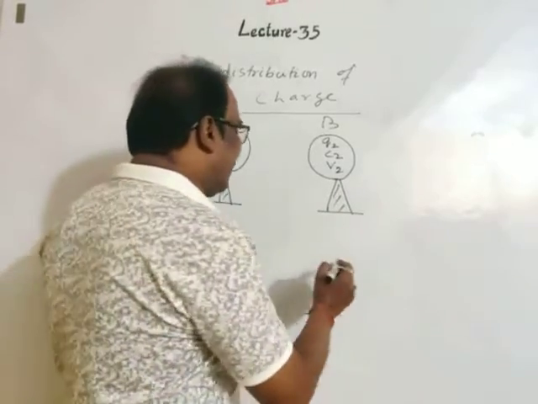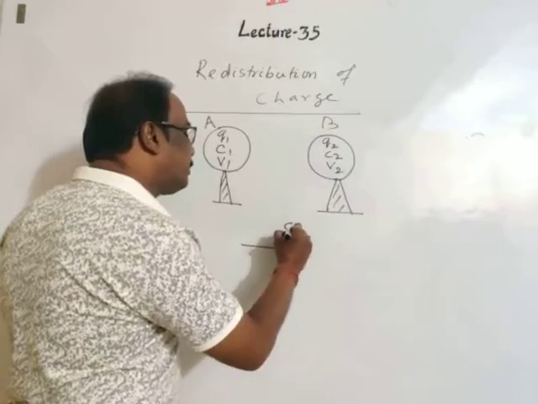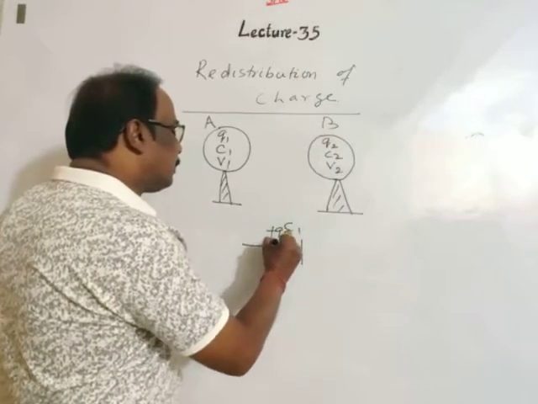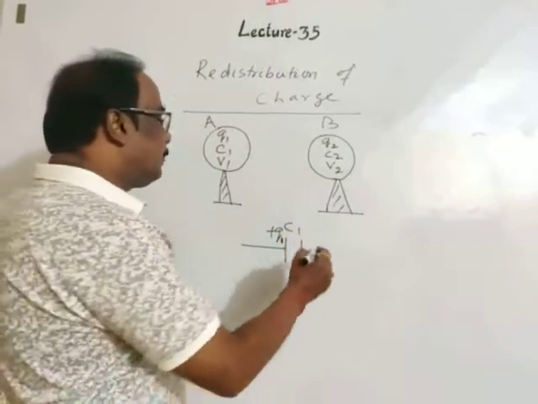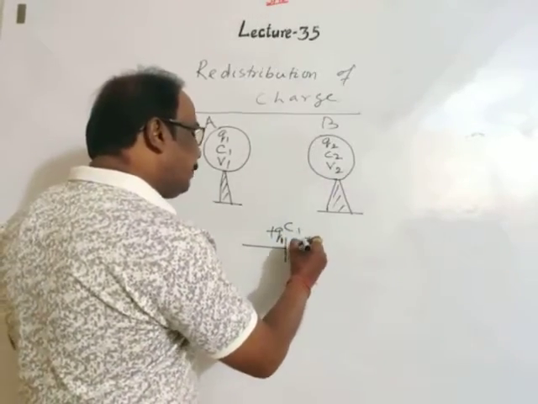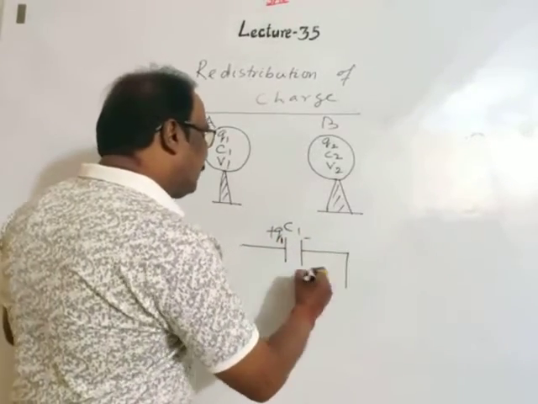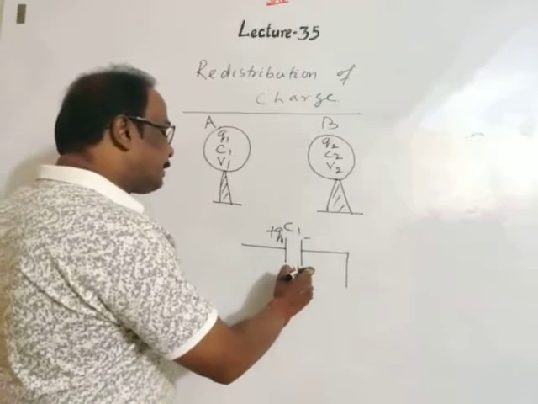Or you may take it like this. This is a parallel plate capacitor. Capacitance is C1. Charge given to this capacitor is Q1. This is the positive plate, with charge given to it, and this is the negative plate. Also the induced charge is minus Q1. Potential difference between these two plates is V1.